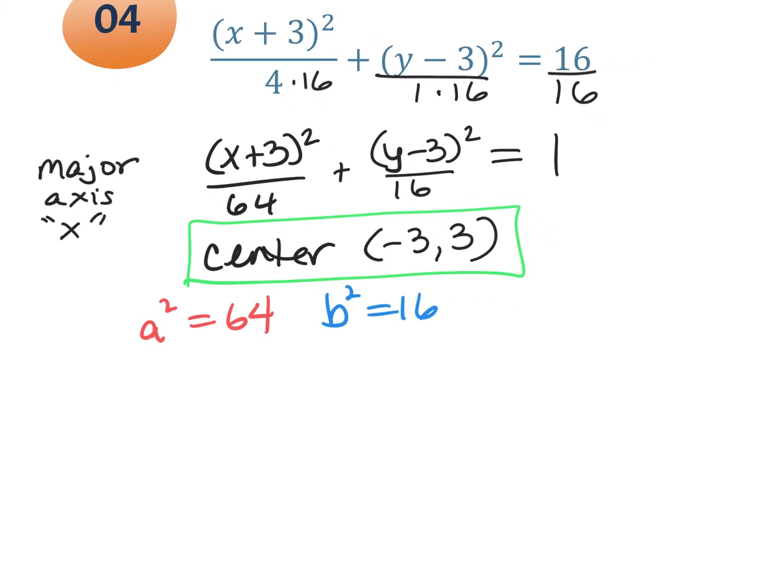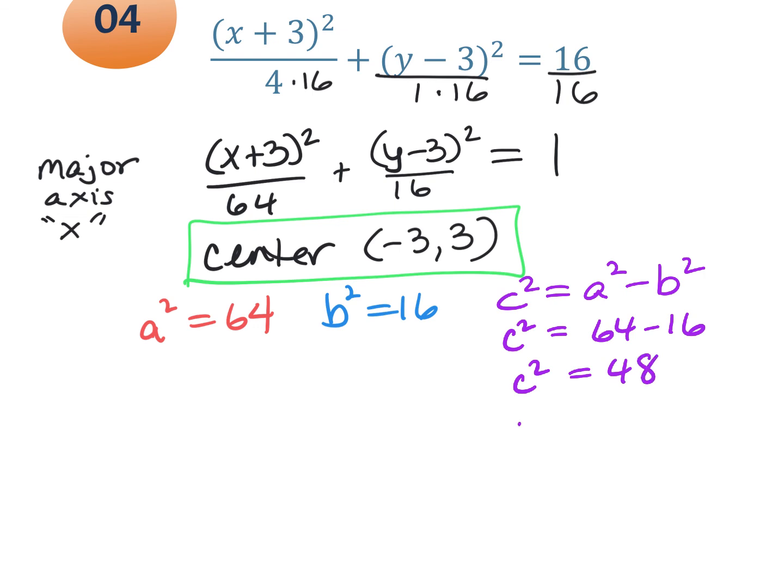And to find c, I use c squared equals a squared minus b squared. A squared is 64, b squared is 16, c squared equals 48 again. So c is plus and minus 4 root 3. A value, plus and minus 8. B value, plus and minus 4.